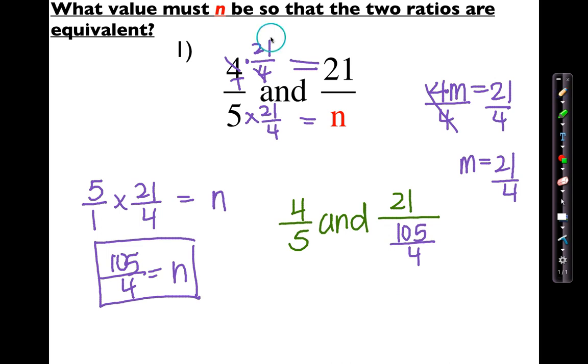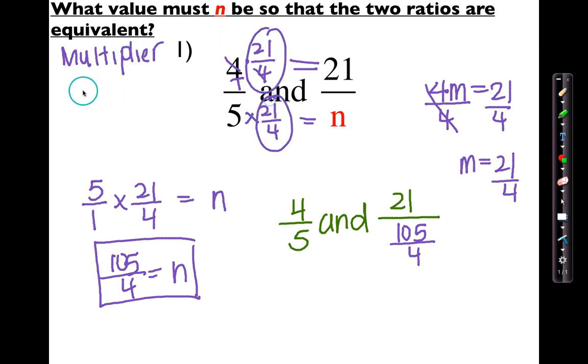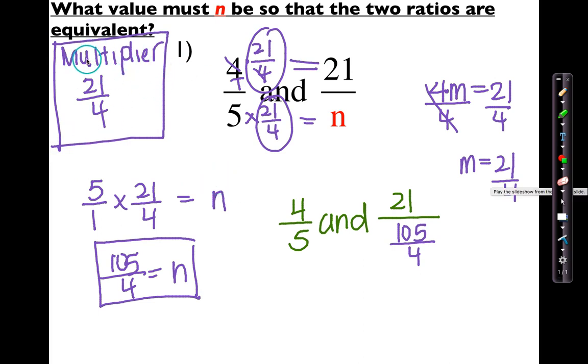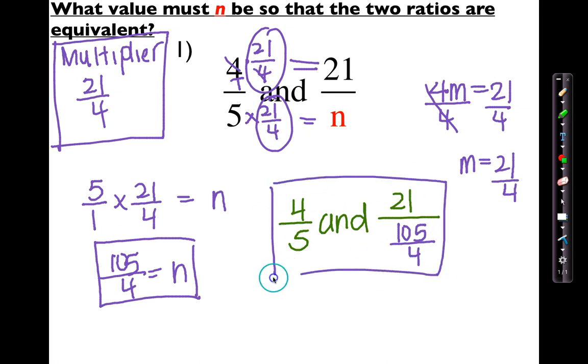So in this case, what was our multiplier? I would say the multiplier is our 21/4. Okay, so that's another important thing to keep in mind. What are the numbers changing by? What factor? In this case, it was 21/4. Now, by using that 21/4 as our multiplier, we created these two fractions, and these are now equivalent. And how did we know that? Well, because we purposely used the same multiplier for both to get the values here. So these are indeed equivalent.